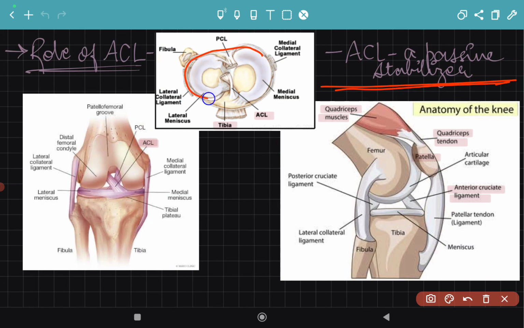So this is the upper aspect of the tibia where we can appreciate the lateral meniscus and the medial meniscus. This is the PCL, and this is the front part and this is the back, posterior part. So the front or anterior part is this, where the ACL is going to come and insert. So here is the insertion of the ACL in front of the intercondylar eminence of the tibia. And this part which is cut will actually be joined to the posteromedial aspect of the lateral femoral condyle.